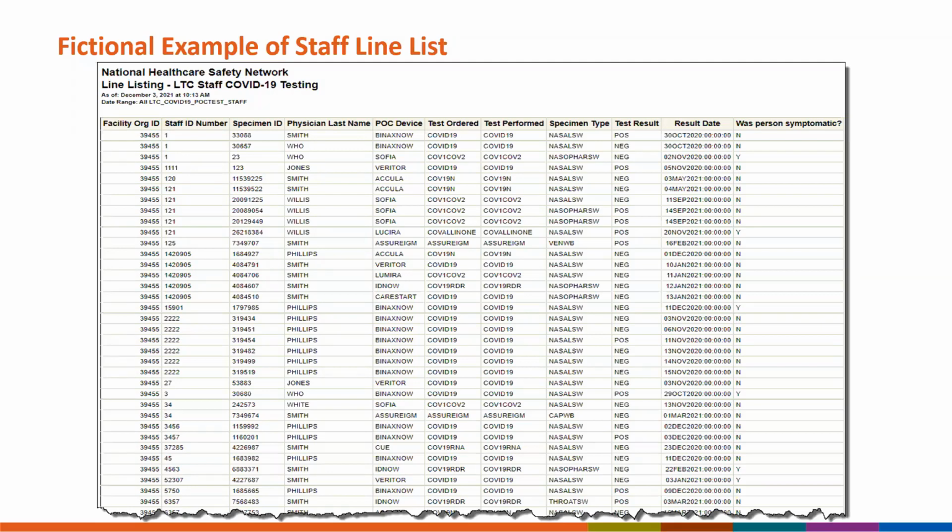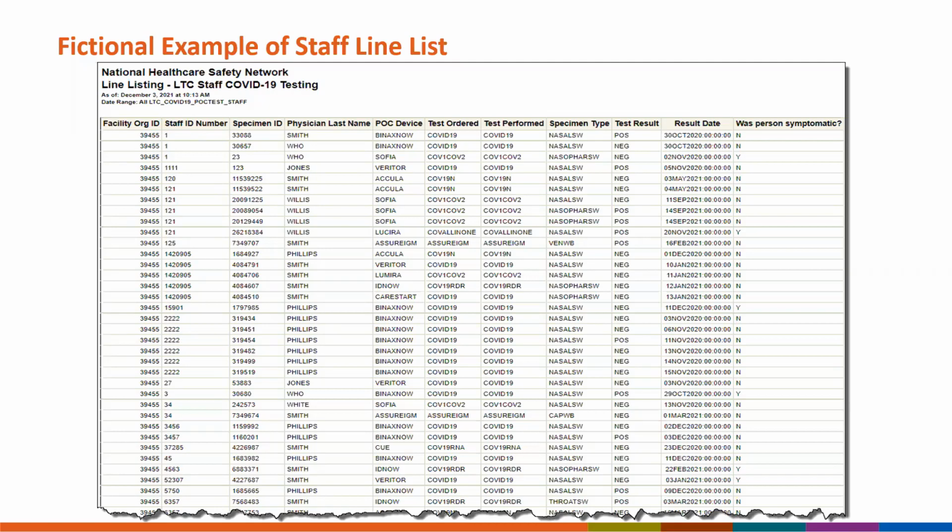And this is a fictional example of a staff line listing of testing. And this is the default line list that is available without any modification, showing the variables that come with that default: facility org ID, staff ID, specimen ID, physician's name, POC device, test ordered, performed, specimen type, test result, result date, and whether or not the person was symptomatic.